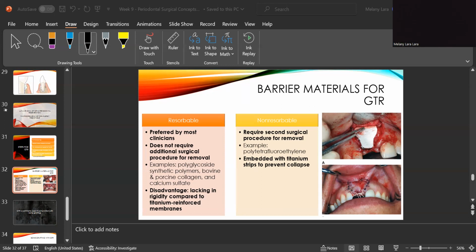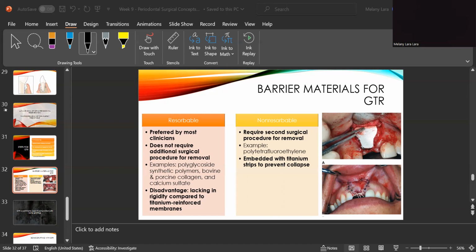The only downside of them is they're lacking in rigidity and form, like the structure of the barrier membrane, compared to the non-resorbable. So our non-resorbable membranes are actually going to be embedded with little titanium strips. Okay, that's why we have to go back in and remove it. That titanium is not being absorbed. But the nice thing about that is it really helps prevent collapse. It really gives us a good form for the tissue to kind of adapt over top of it. But again, we really like the resorbable. I personally have never seen non-resorbable ones.